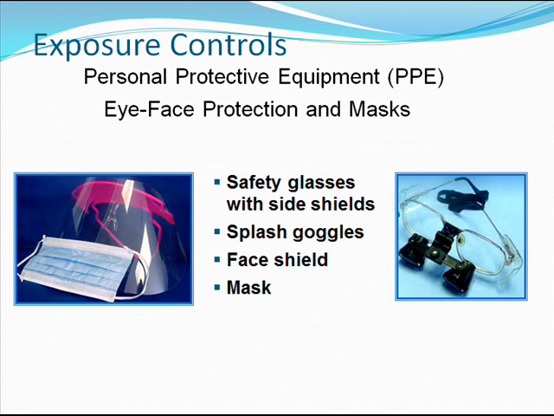Eye, face protection, and mask. Safety glasses with side shields, splash goggles, face shield, mask. Wear appropriate face and eye protection when splashes, sprays, splatters, and droplets of blood or other potentially infectious material pose a hazard to the eye, nose, or mouth. Face shields should be used if the risk of splash or splatter to the face is substantial. The skin as well as the eyes need to be protected. If the risk of splash is minimal, glasses with side shields might be adequate. Splash goggles or the use of a mask in combination with an eye protection device may be required in a higher risk situation.